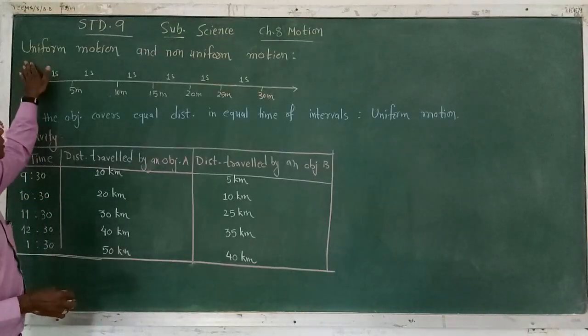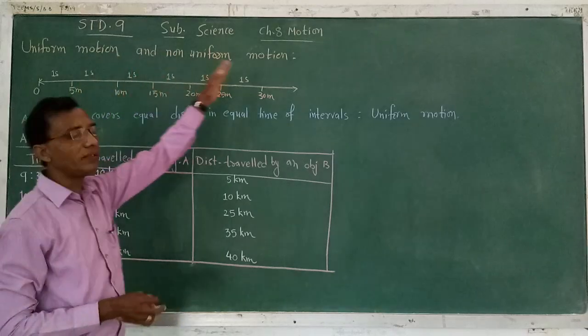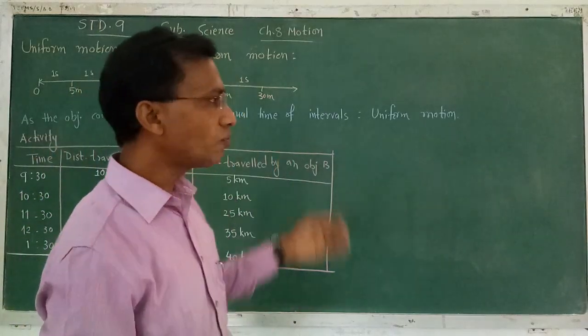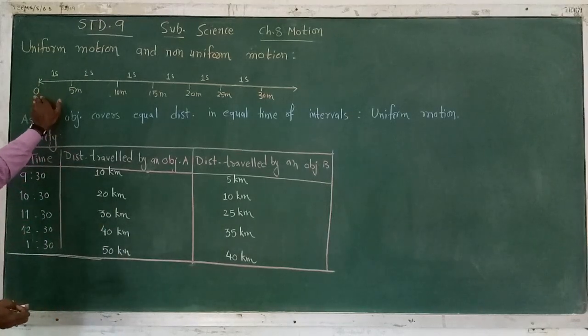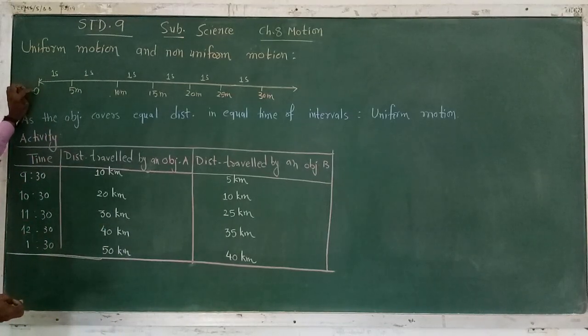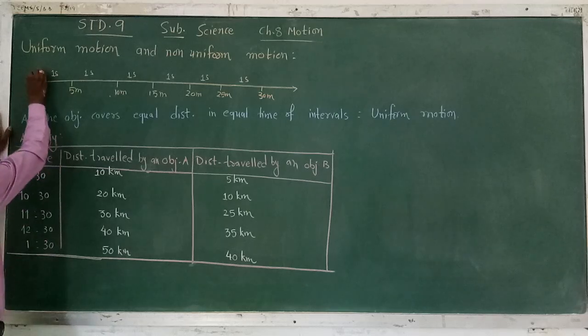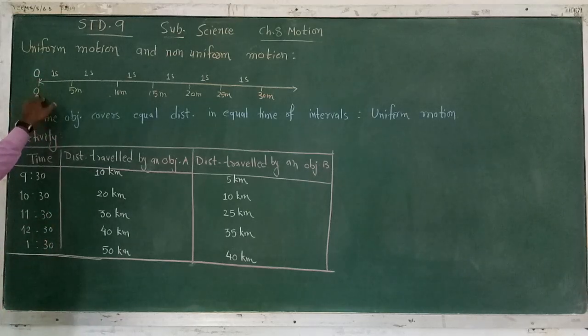Okay, now we start uniform motion and non-uniform motion. For that, we take one example here. Consider here 0 meter as the origin. Within 0 to 5 meter, it covers the distance in 1 second of time.